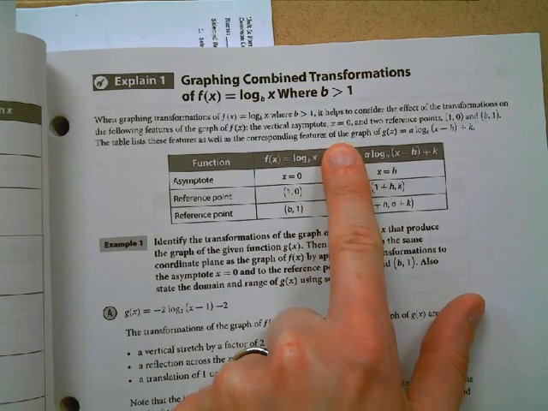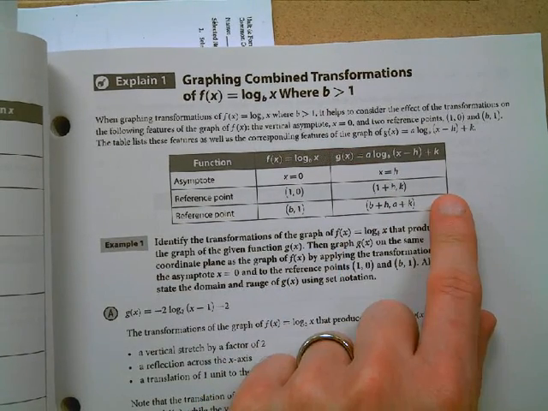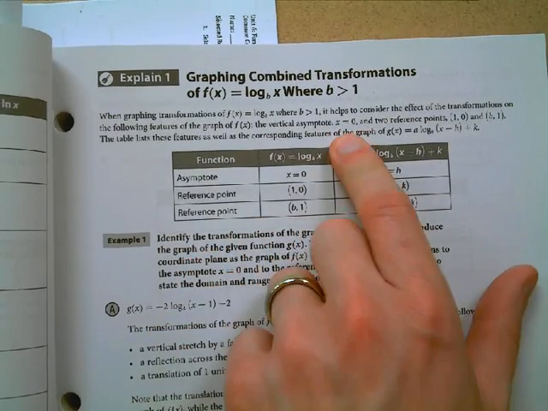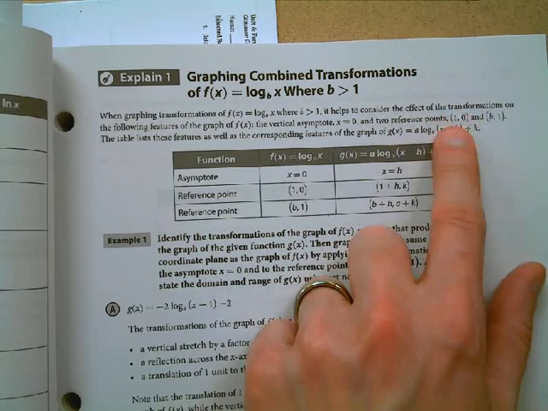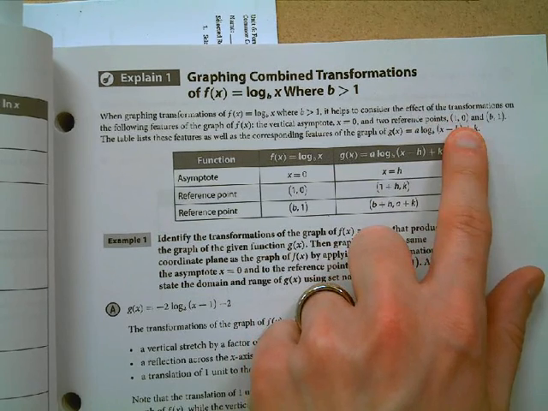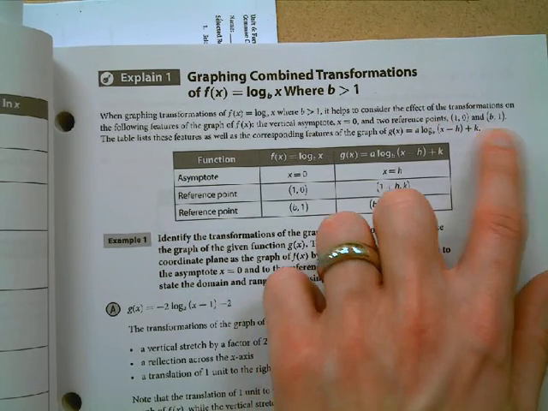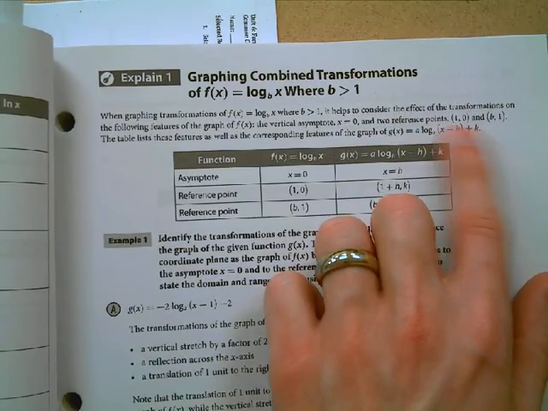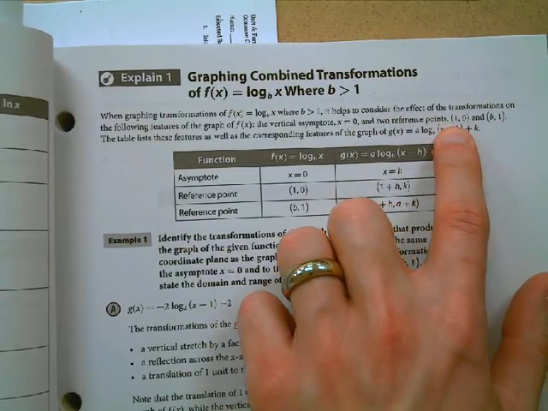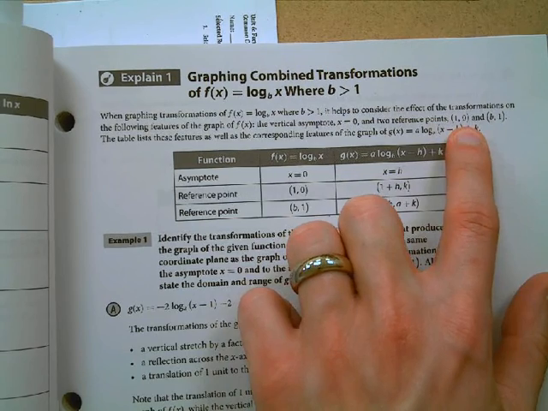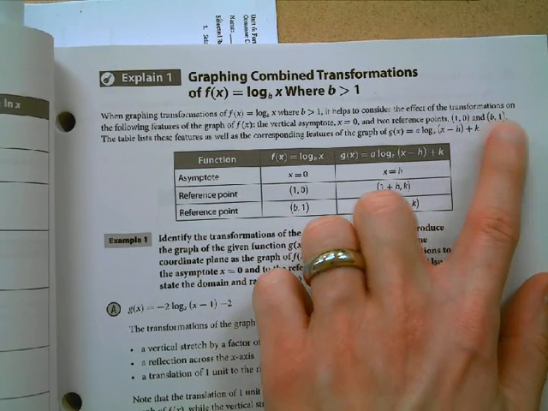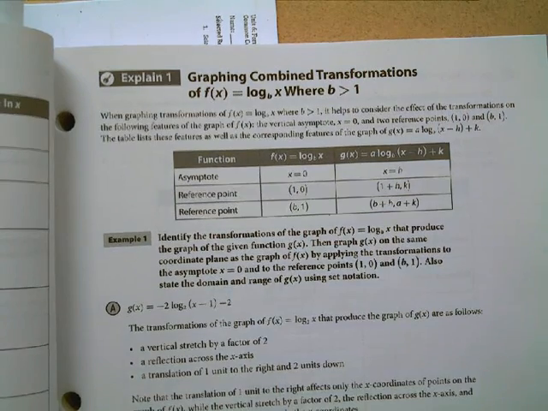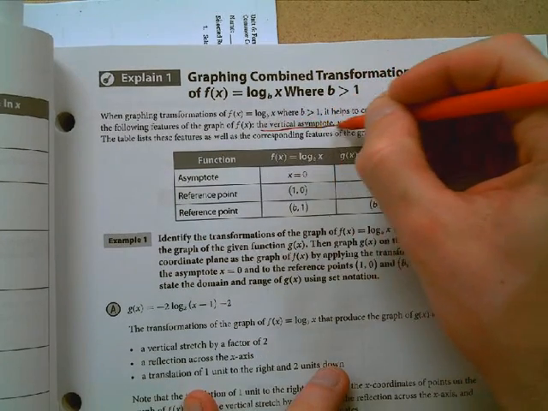And then our two reference points, which is 1, 0, okay, and also the point b, comma 1. Okay, so all our logarithmic graphs that we did, when you took the log of 1, you got 0, and when you took the log of the base, you got 1. Okay, and so that's what we're going to be looking at for our reference points. So 3 things that are going to help us: the vertical asymptote, and then reference points 1, 0, and then b, 1. Okay, and so we'll see how those things are affected.